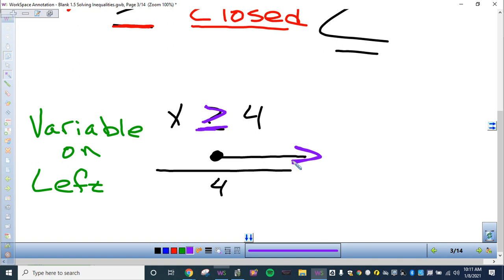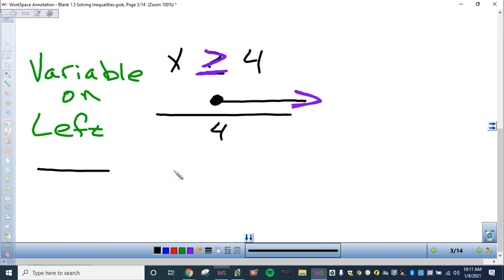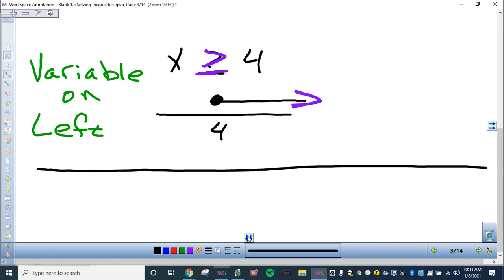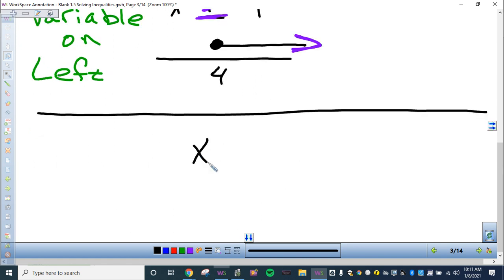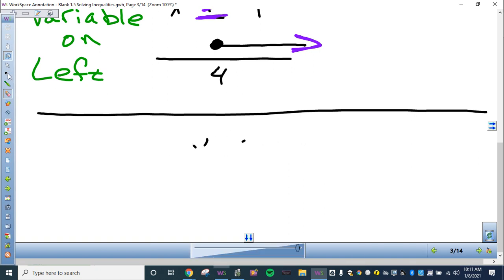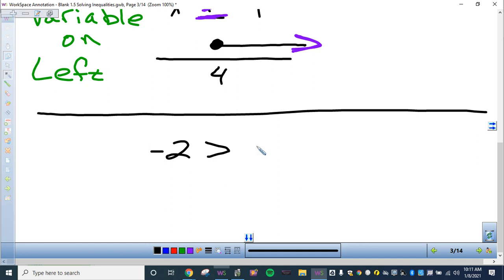So what invariably happens then? Of course, you'll get a problem. Let's say we had something like -2 is greater than x. Oh God, the variable's on the wrong side of the inequality. So how do you rewrite this inequality then? My little helpful hint for that sort of deal is we want to flip everything.